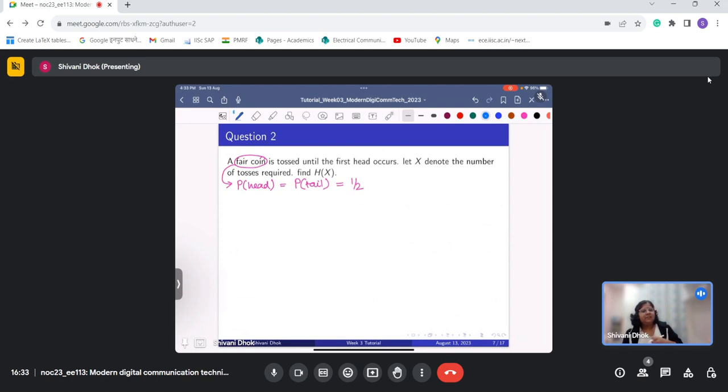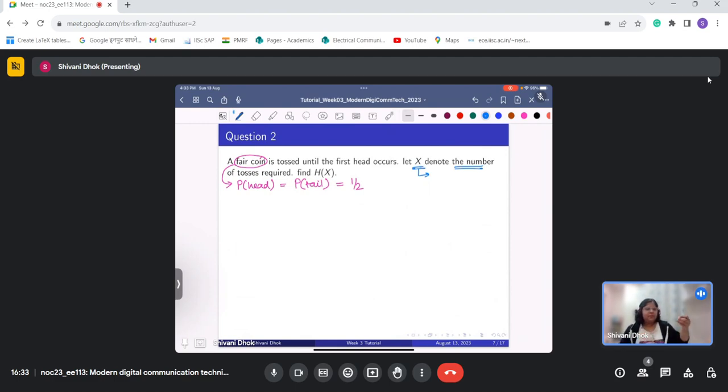So what it says is, I am going to toss a coin until the point I observe the first head. Like, I tossed a coin, I observed a head, I'll stop. If I toss a coin and observe a tail, I'll toss again, and again I observe a tail, and so on till the point I observe a head. So what are the possibilities? This random variable X denotes the number of tosses required to see a head.